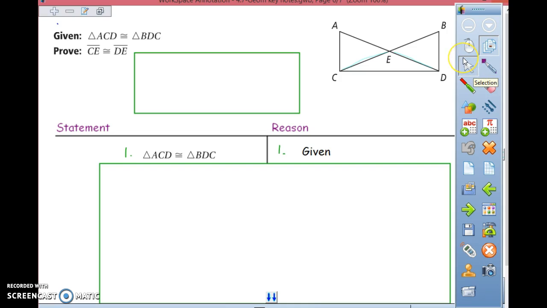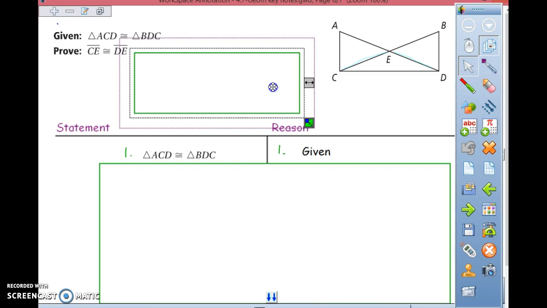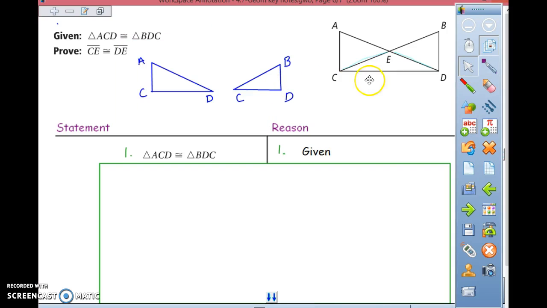Let's try a proof of another pair of overlapping triangles. Given triangle ACD is congruent to triangle BCD. We're trying to prove that CE and ED are congruent. So again, let's redraw it just to see if that helps us. Looking for any overlapping parts. And I notice that CD is congruent to CD.